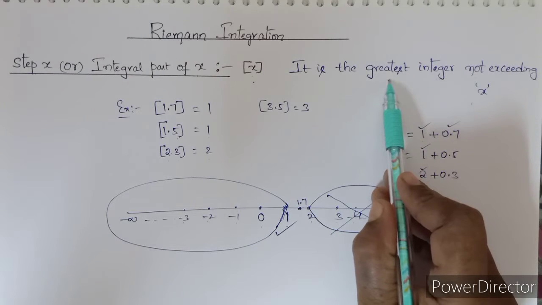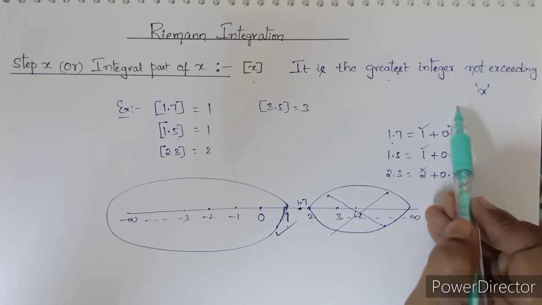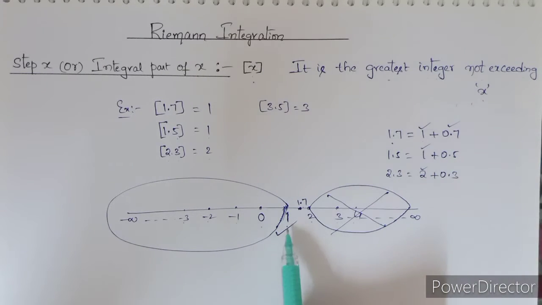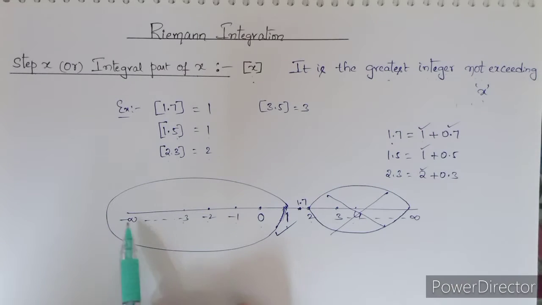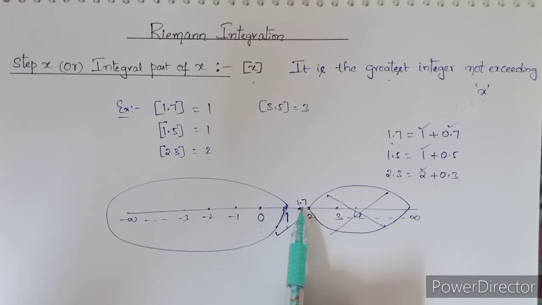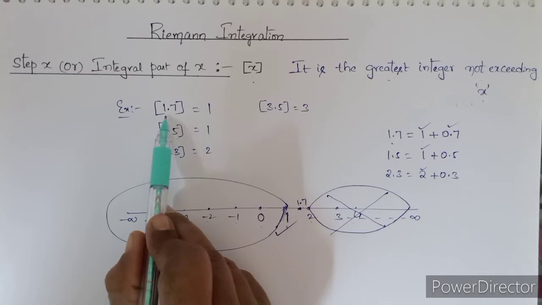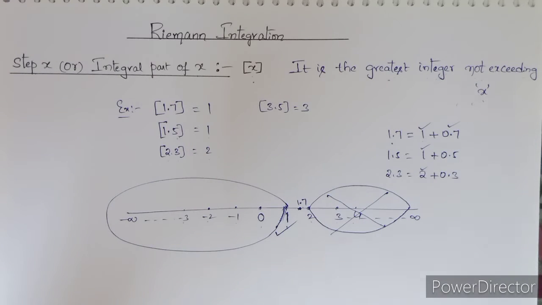According to the definition, it is the greatest integer not exceeding 1.7. 1 is the greatest integer. Among all these values, 1 is the greatest which is not exceeding 1.7. That is why step of 1.7 is 1. Suppose we take one more example. Again, I am drawing a real number line. This is minus 3 and so on up to minus infinity.